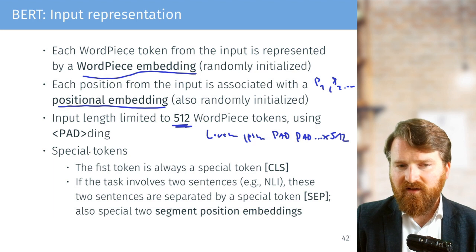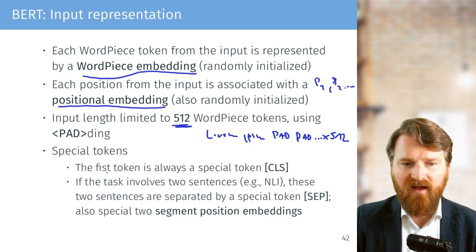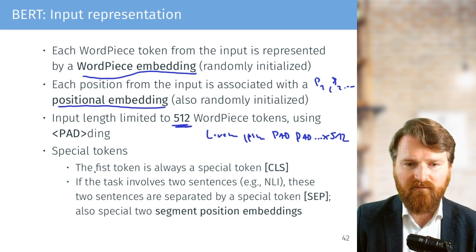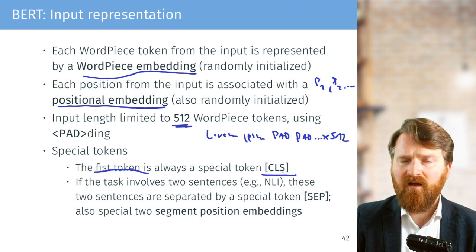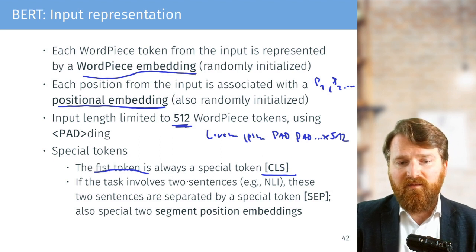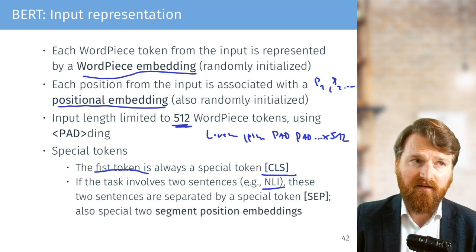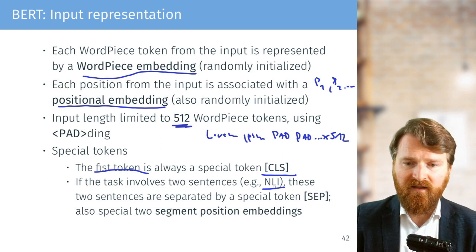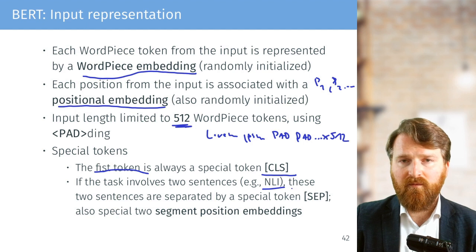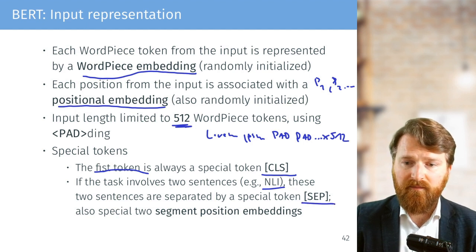There are other specialties in BERT, and that is we prepend the first token, which is always a special token called CLS. Why is that so? It will be clear in the next slides. If we have a task that involves two sentences, for example, natural language inference, so we have the text and hypothesis. So for example, there's a man standing and a man is playing football. We put a delimiter between these two sentences, which is the special token separator.